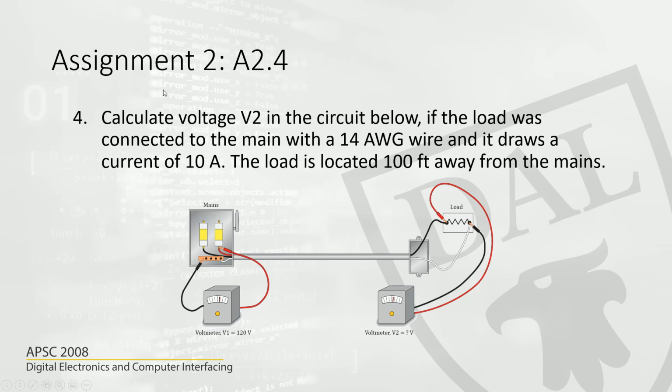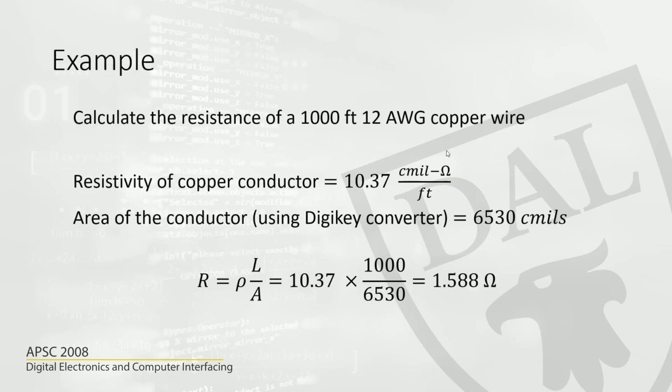The load was connected to a mains with, okay, what wire? I didn't mention what wire it is, but say we will assume it is a copper wire. So for copper wire you can use the same resistivity here, like 10.37 CMIL ohms per foot.